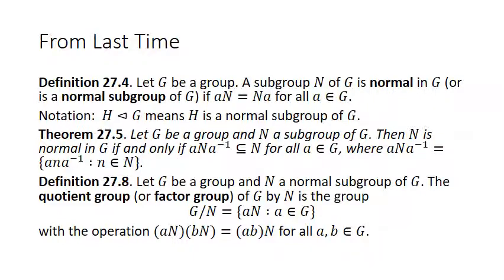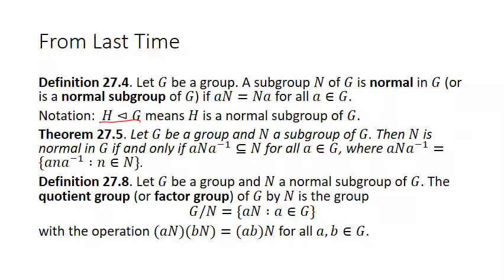Okay, so just a few things to remind you of from last time. Let G be a group. A subgroup N of G is normal in G, or is a normal subgroup of G, if aN equals Na for all a in G. So the left and the right cosets are all the same. And the notation for that is this little triangle symbol here, which means that H is a normal subgroup of G.